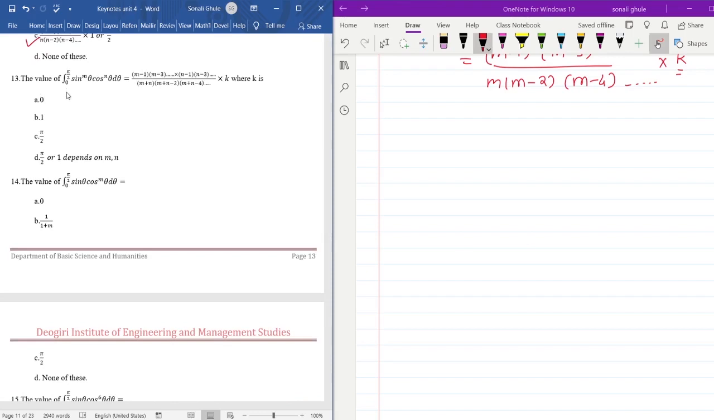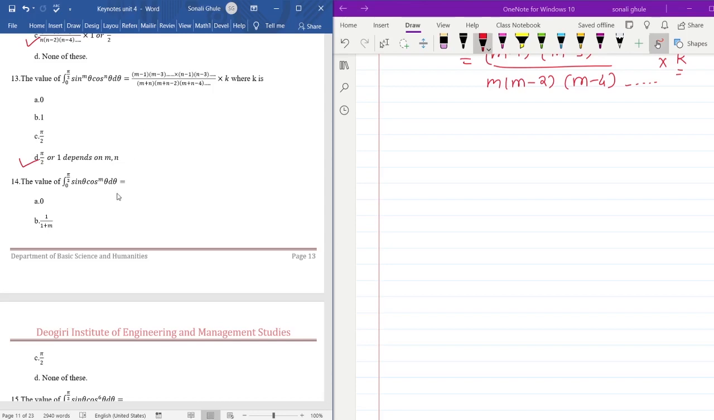The value of the integral from 0 to pi by 2 of sine raised to m theta cos raised to n theta. So this is the formula for this. This is also a reduction formula for sine and cos together, where k depends on the value of m and n. So your correct option is D. Either it is pi by 2 or 1, depending on m and n.